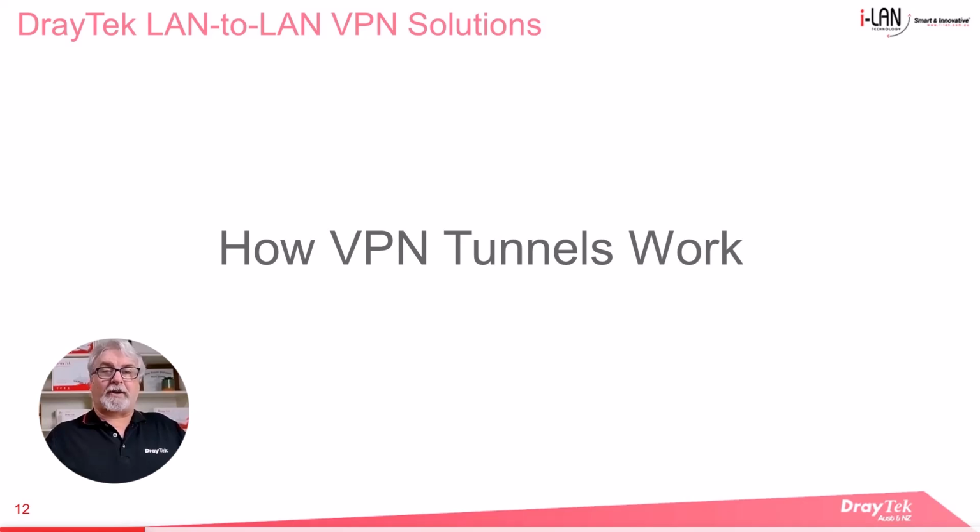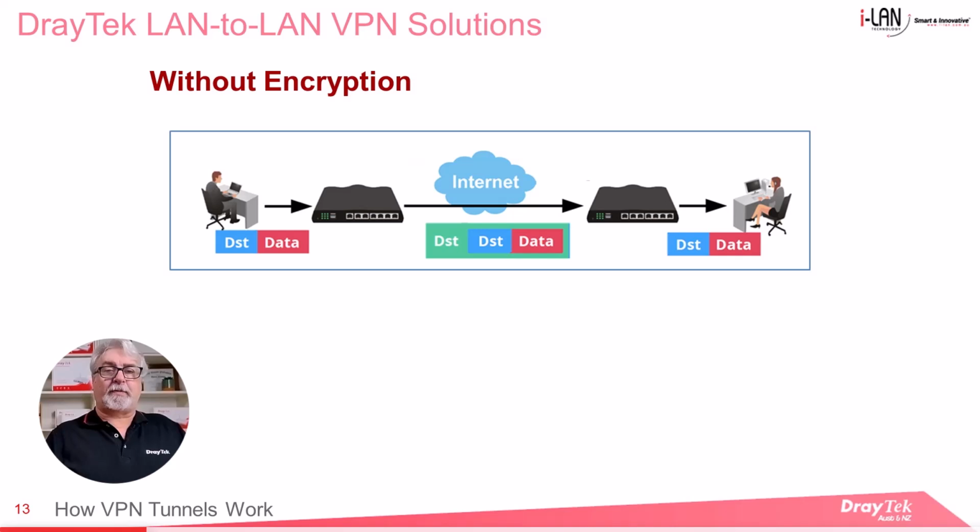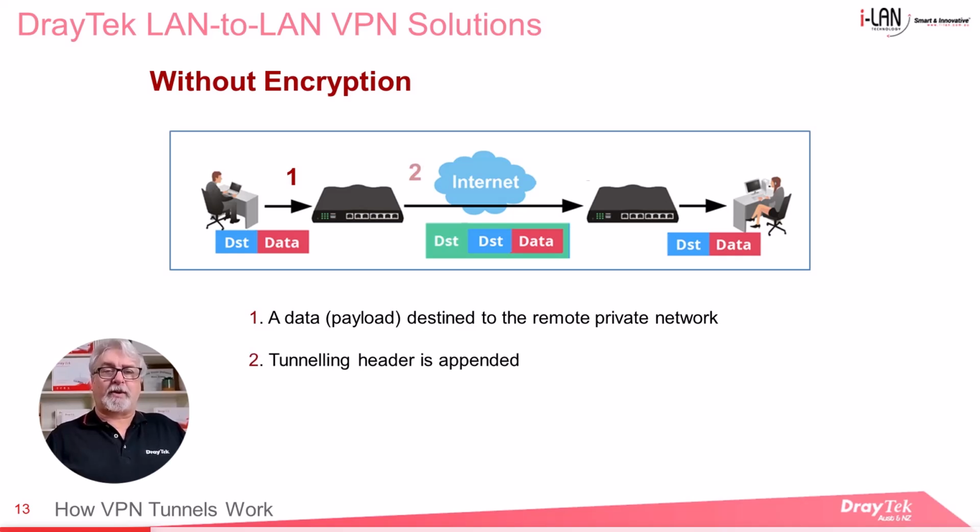We'll now look at how VPN tunnels work. This diagram shows a basic representation of how VPN tunneling works. In step 1, the data payload is sent from a PC to the destination network. In step 2, the sending router appends a tunneling header to the data packet.